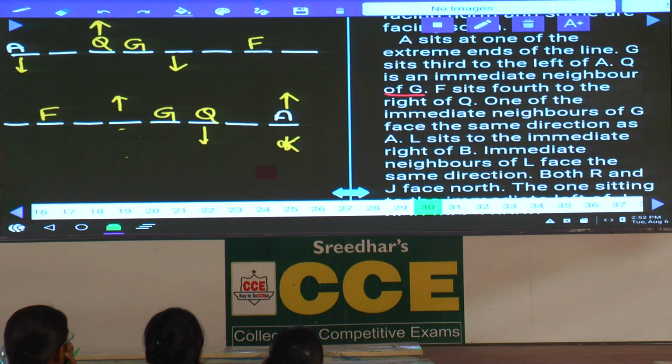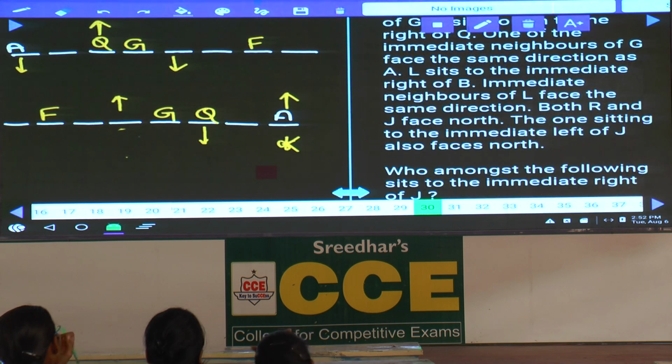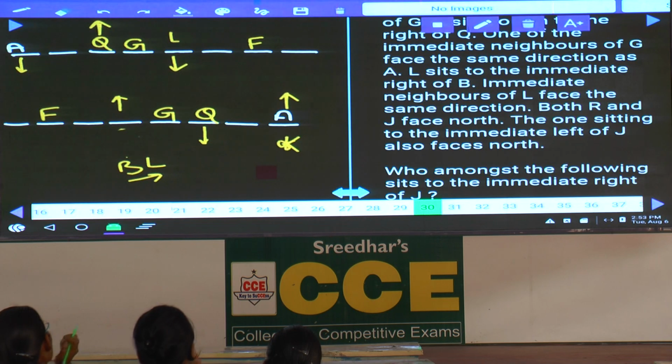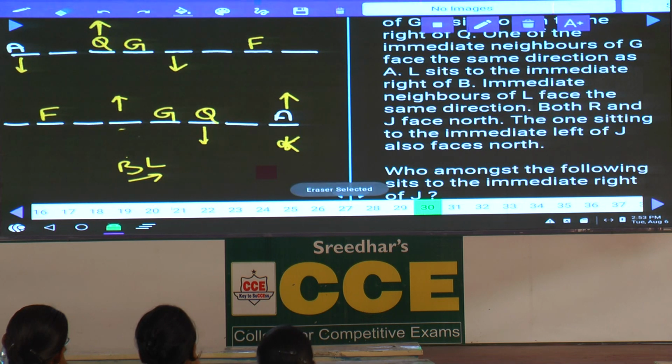And L sits to the immediate right of B. And immediate neighbors of L face the same direction. Now in this one, L sits to the immediate right of B. Now can you take L at this place? If you take L here, then B and G must be in the same place, which is not possible. Hence, L cannot be here.